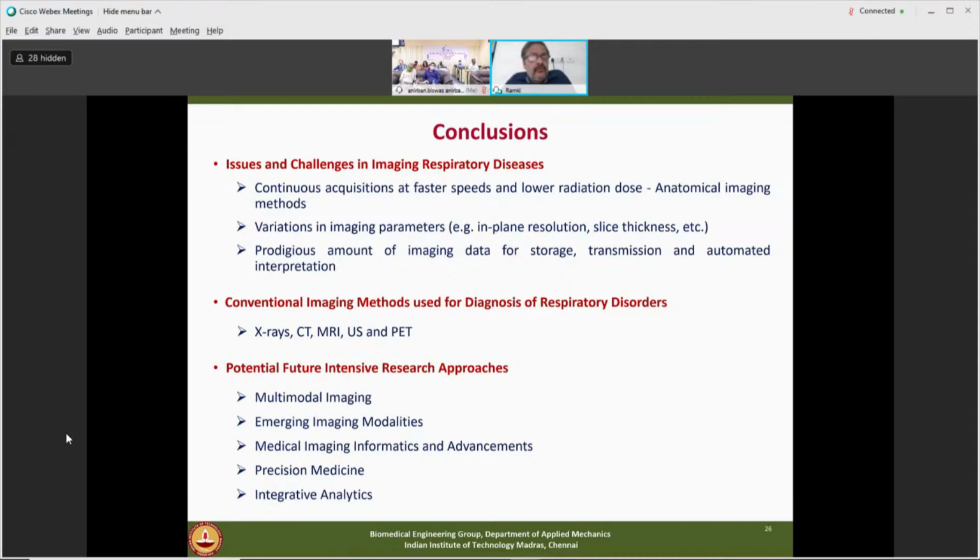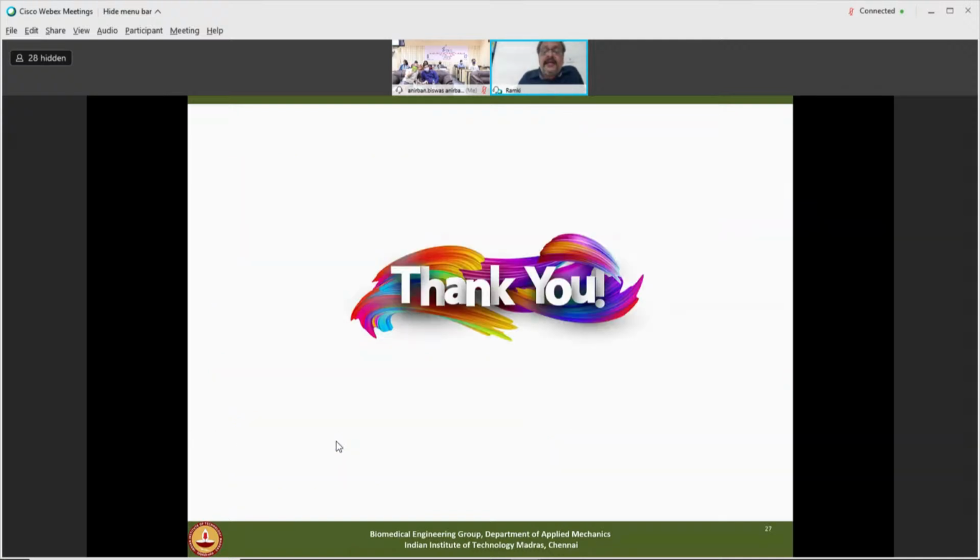decisions. So the future intensive research approaches could be multimodal imaging, as we discussed, emerging imaging modalities, new modalities based on CTs, medical imaging informatics advantages, real-time acquisition, transmission and internet-based things, and precision medicine integrated analytics. I'm pretty sure these are new approaches. Probably we can come out with better extraction, better information, and biomarkers. So with this, I would like to conclude. I'll be very happy to share anything, and you can also reach out to me. Thank you.